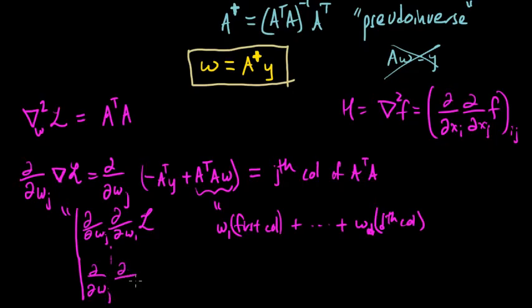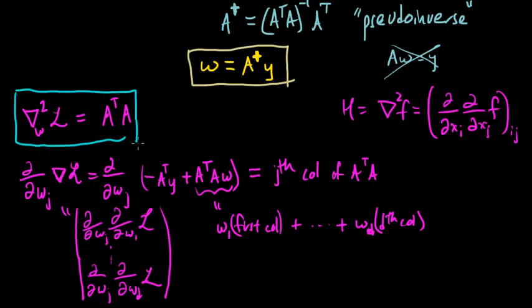Partial with respect to Wj, partial with respect to Wd. And that is the jth column of this matrix, or the jth row. I mean, it's a symmetric matrix, so the way I wrote it looks like the transpose of the jth row, but it's a symmetric matrix. So this is also the jth column, and so it's equal to the jth column of A transpose A, and that holds for all columns j, so we get this result. The Hessian is A transpose A.